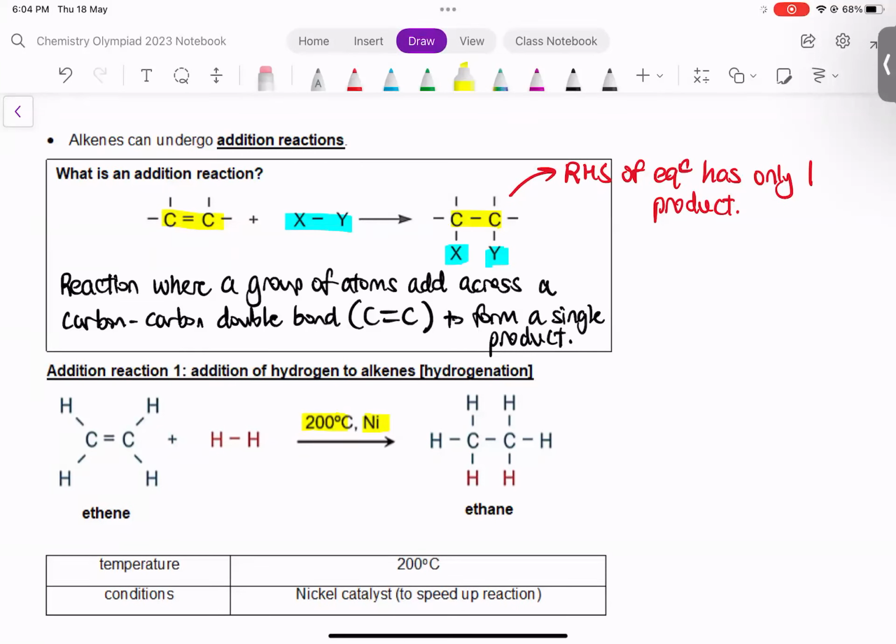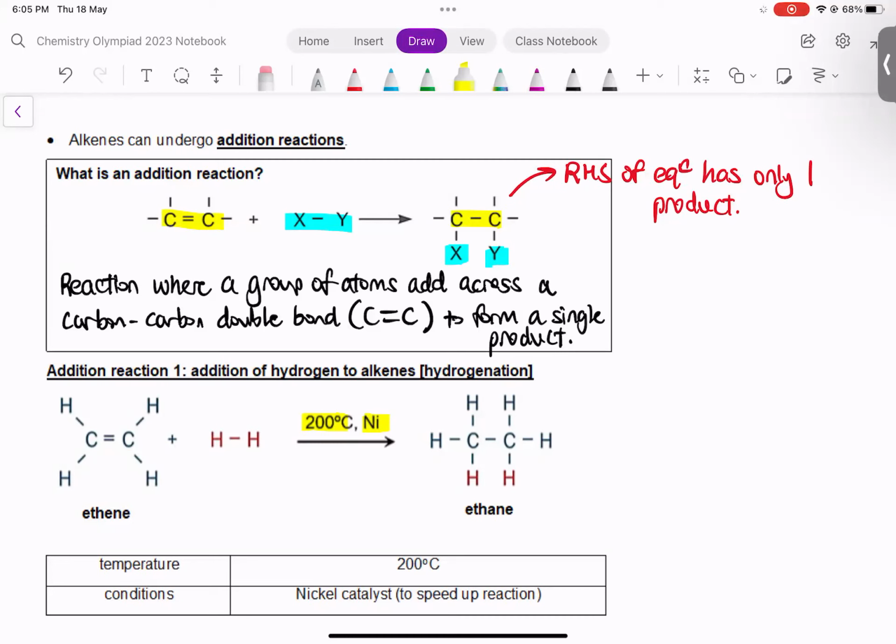Now, why nickel? For the Sec 3s, you have just done the periodic table with Miss Ng in class. Nickel is an example of a transition metal. It's one of those metals found in the middle of the periodic table. Nickel and its compounds are typical catalysts. So nickel happens to be the catalyst for hydrogenation.